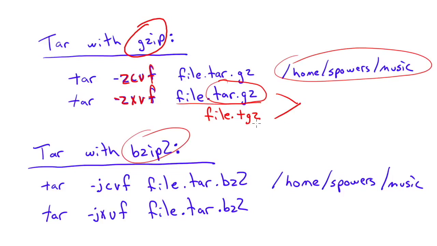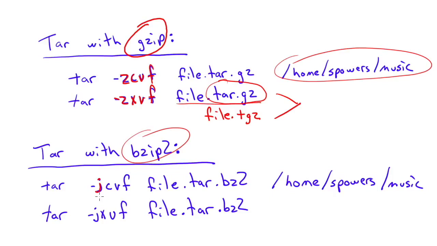Now, to use bzip2, again, that even higher level of compression, this one doesn't make a whole lot of sense, I guess, because B was already used. You actually have to use a J flag. I know that's ridiculous, but J is the flag that you use if you want to use bzip2.